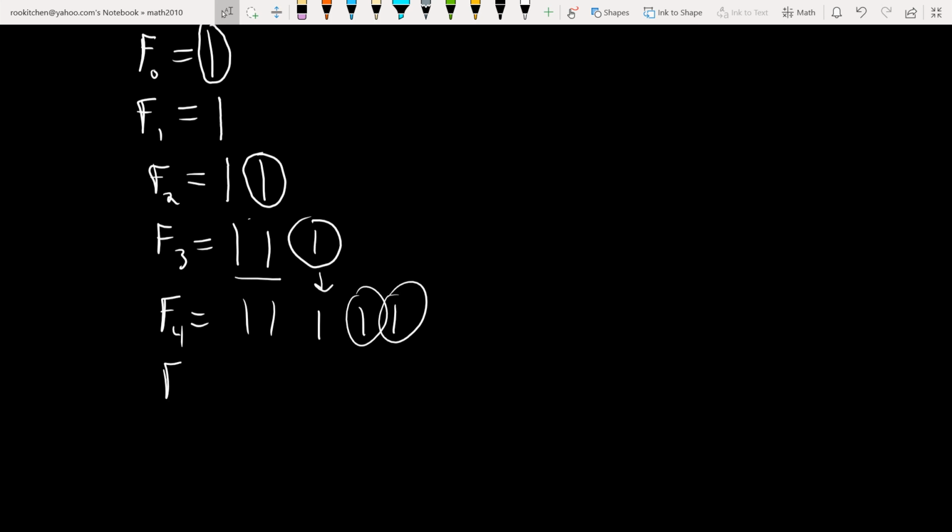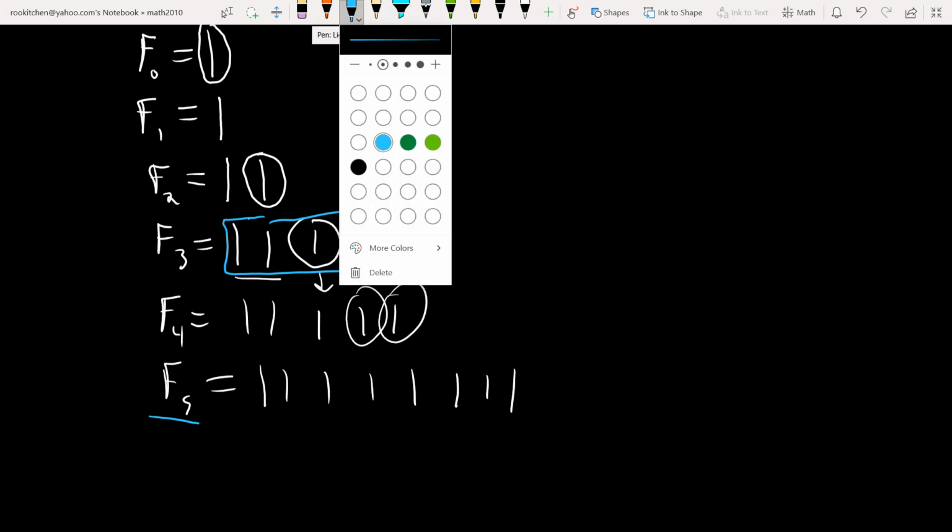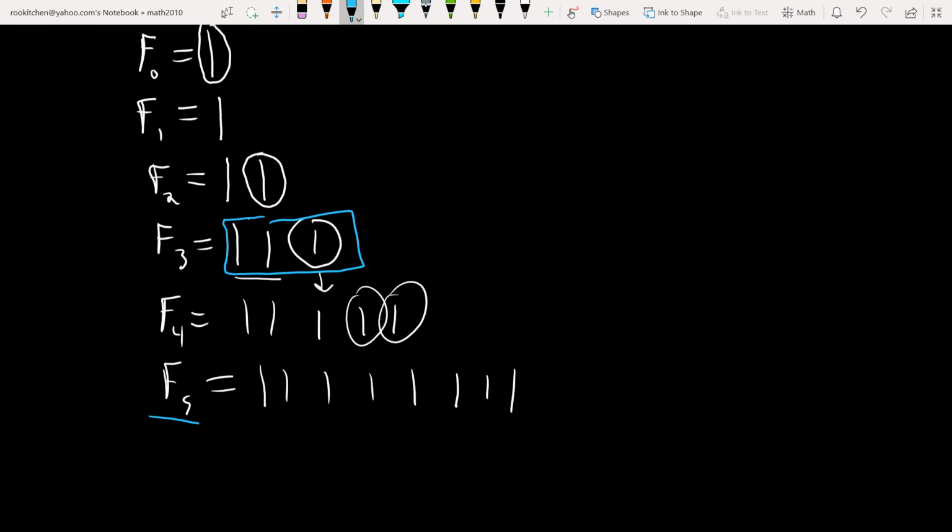F sub 5. What happens here? I will still have all these plus the ones that could give birth, so there would be 3 extra. And what's happening here is from 2 times before. If I want to know how to get the number of rabbits for f5, what I do, and I should have circled the fertile ones, sorry, is there's all of these plus these 3 new non-fertile.